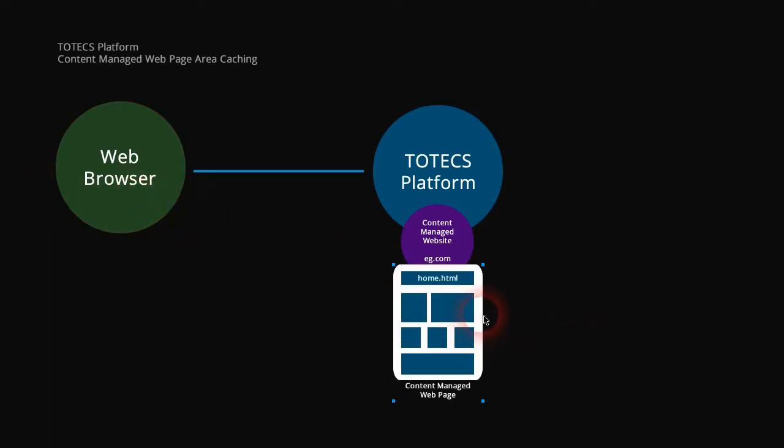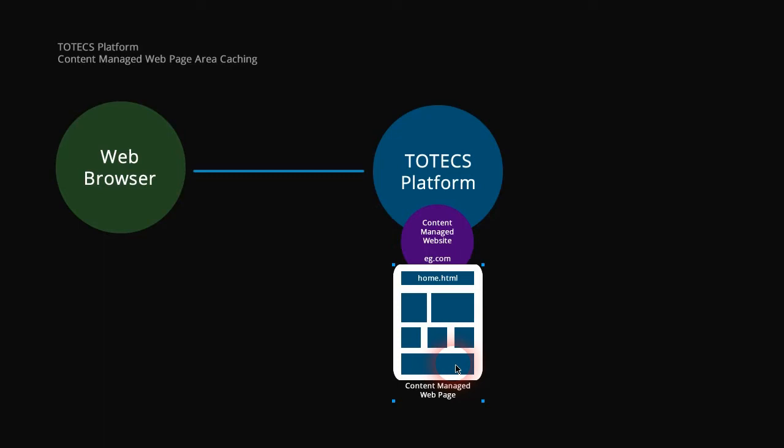So here's our example web page, and each content managed web page is broken down into different web page areas. So we may have a banner area, we may have some different types of areas to display maybe a list of products, we may have a news area that displays some news items, and we may have a footer bar, and there could also be high level categories.